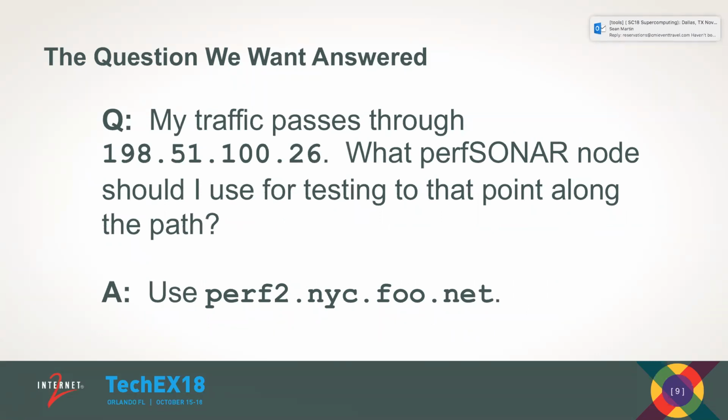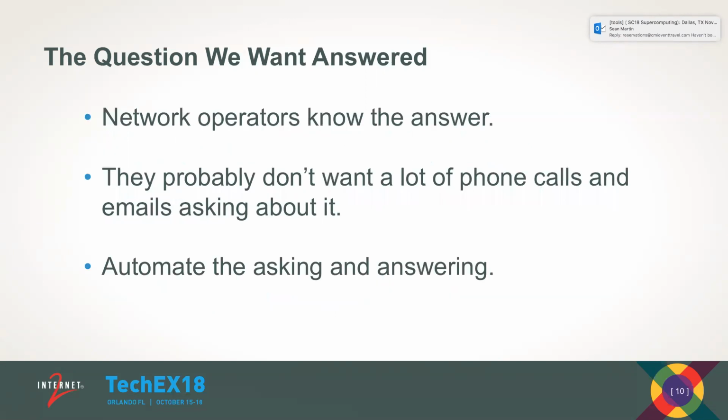So the question I think that most people want answered is a pretty simple one, which is, my traffic passes through some interface on some IP address. What perfSONAR node should I use for testing to that point along that path? And you usually want a really simple answer. Here's a very fictitious perf2.nyc.foo.net, and we'll be using that a little further on in the presentation. But that's really sort of the question that we're trying to get answered in a very simple way.